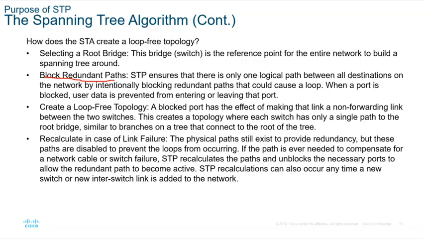So it intentionally blocks the redundant paths that could cause a loop. When a port is blocked, user data is prevented from entering or leaving through it. You're not going to demand, hey, please, there is a door here, I want to pass through this. Who are you? Maybe break that door and use it, but there is the other one, use the other one. So it creates a loop-free topology. A blocked port has the effect of making the link a non-forwarding link between the two switches.